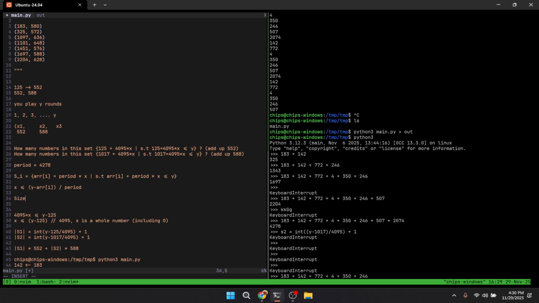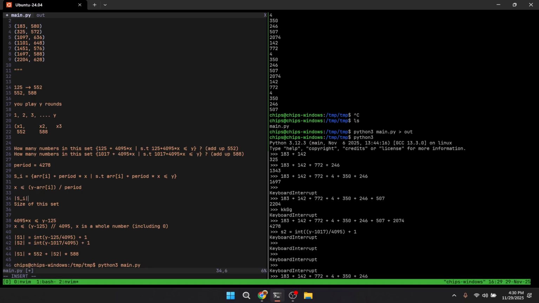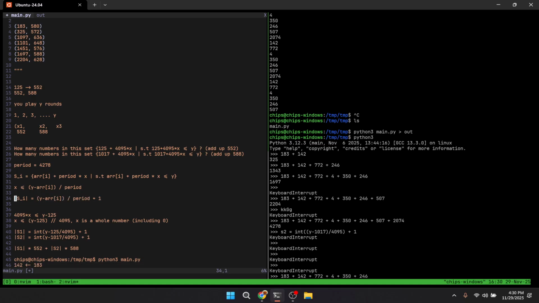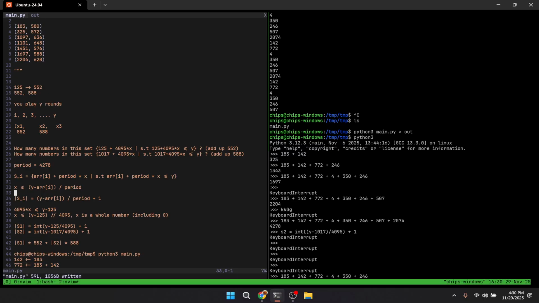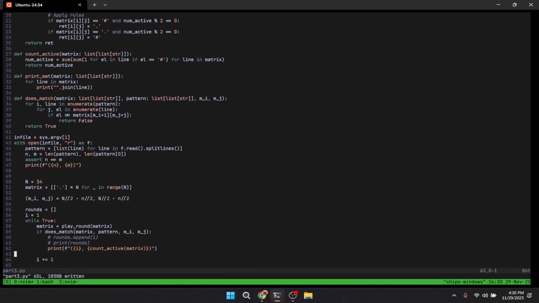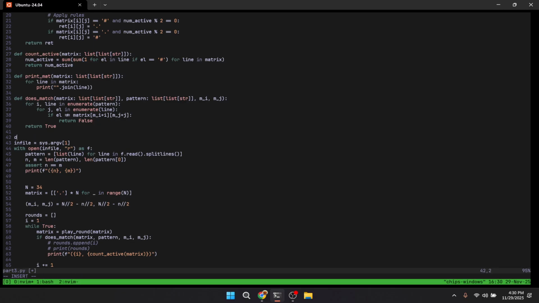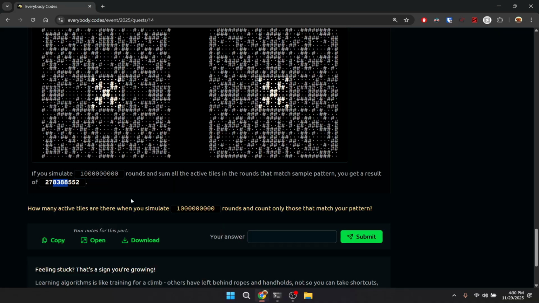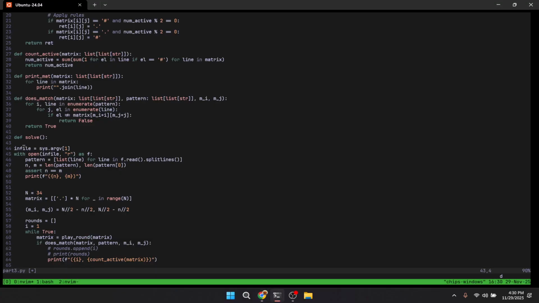So the size of this set would be that divided by period, plus 1, and then to this you multiply it by that. So let's just define, let's just leave all of this and say solve. So define a few things.